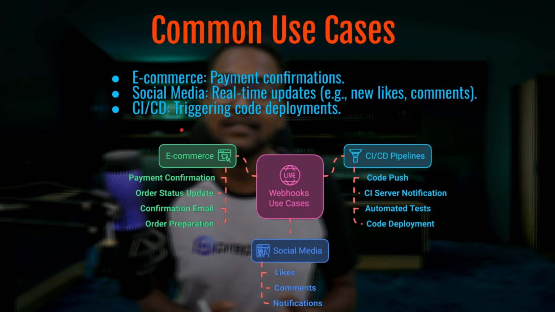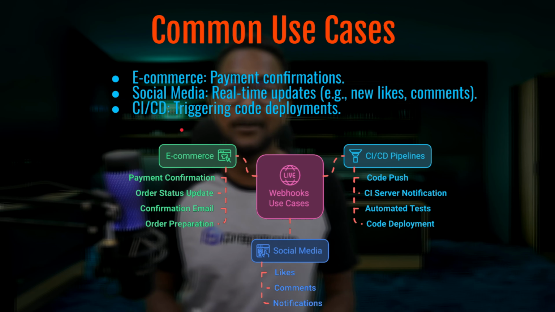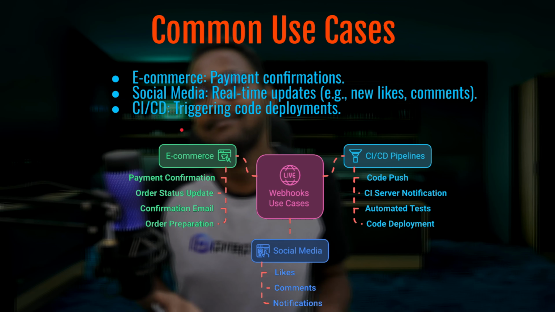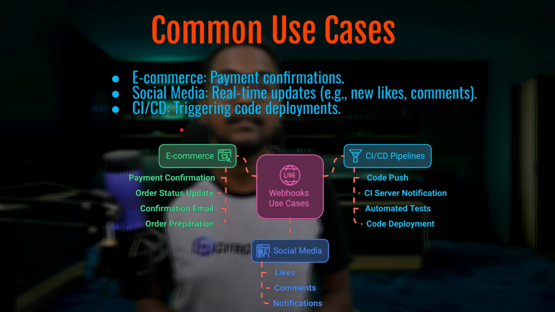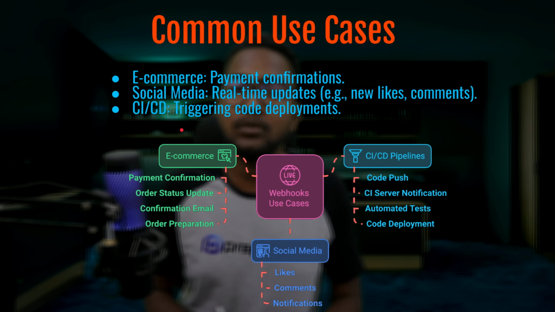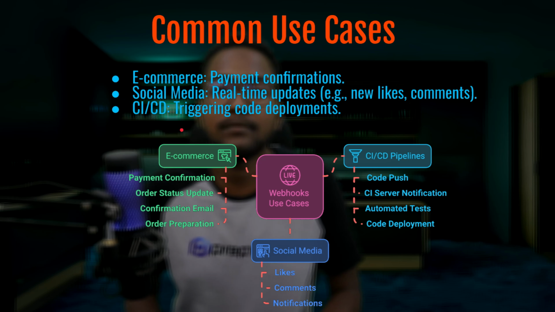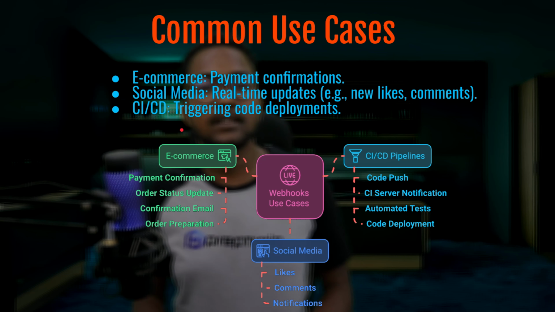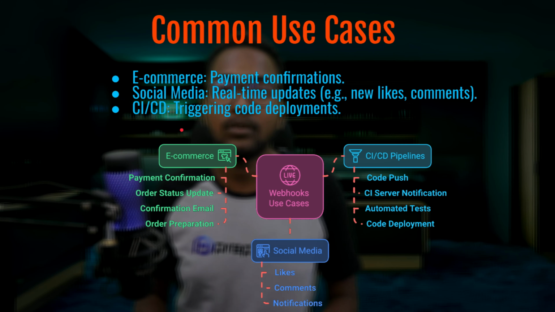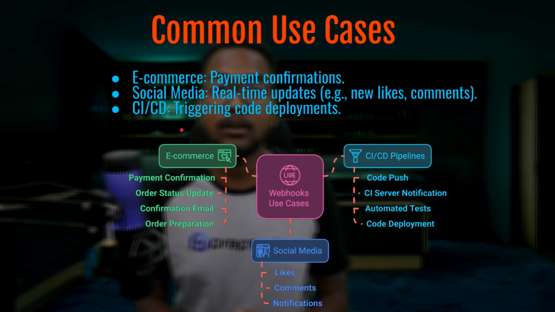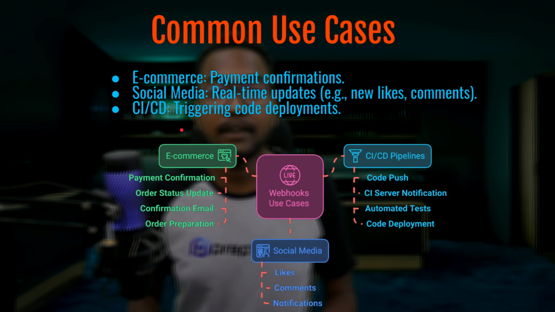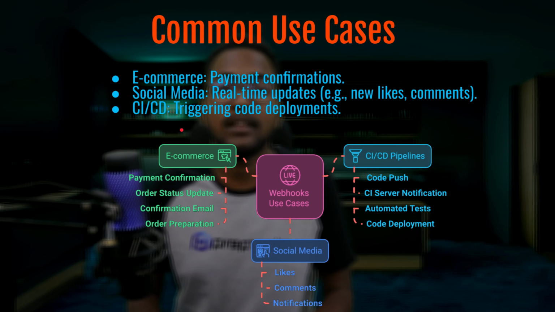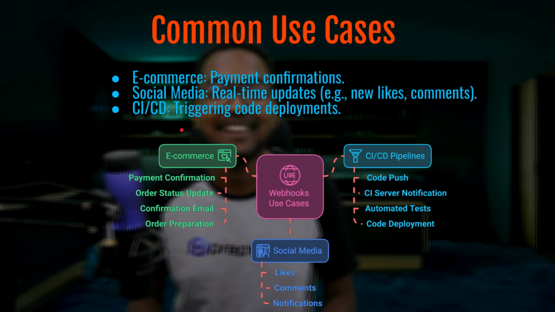Without webhooks, stores would have to constantly check for payment updates, which would be inefficient. Another example is in social media platforms like Facebook, Instagram, and Twitter, which use webhooks to provide real-time updates on user interaction. For instance, when someone likes or comments on your post, the platform sends a webhook that triggers a notification on your device. This keeps users engaged and informed about what's happening on their social media accounts without the need for constant manual checking.